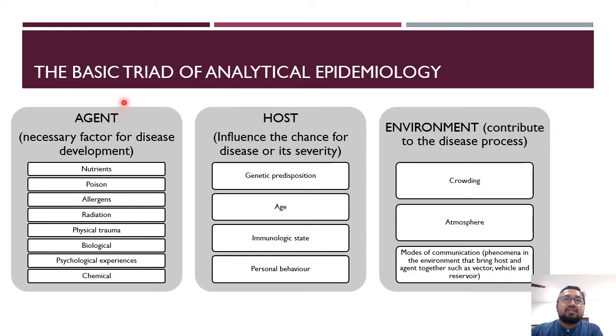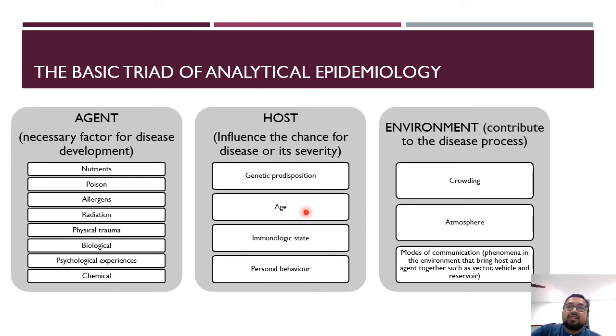Okay, the basic triad of analytical, itu tadi untuk descriptive. Okay, yang ni analytical pula. Macam saya sebutkan tadi, ada agent, ada host, ada environment. Okay, agent ni macam saya cakap tadi lah, yang menyebabkan sesuatu disease, necessary factor for disease development. Yang tadi tu saya bagi contoh dalam biological lah, atau benda-benda lain juga boleh menyebabkan chemical ke, trauma, radiation, allergen, poison, nutrients. Okay, and host ni manusia tu sendiri. Apa yang mempengaruhi host tersebut? Umur dia, immunologic state, behavior, gene dia.